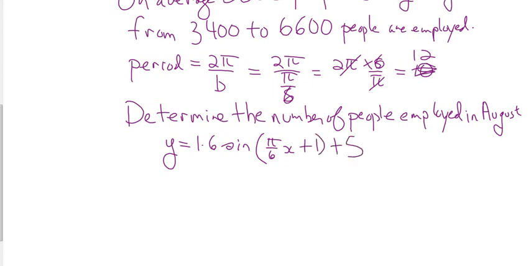What do we got to do to figure out August? Yeah, change x to 8, right? August is the 8th month, so we'll make x equal to 8. What mode is your calculator in? Or what mode does your calculator have to be in? Radians, right? So you got to be in radian mode to do this.